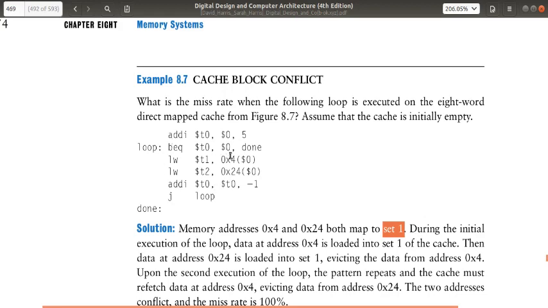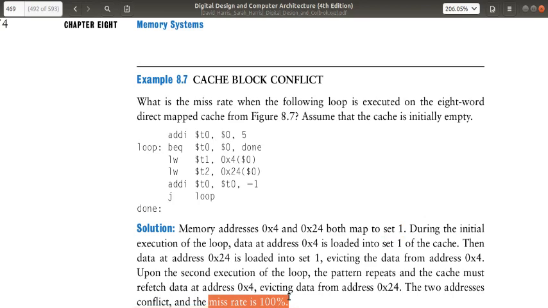In the next loop, the processor looks for 4, but 4 is not there, 24 is there in set 1. So again this is a miss. So 24 is evicted and 4 is put there. Again the same thing happens here: 24 is not there, so 4 is evicted and 24 is put there. This keeps on going for all 5 loops. So it is a miss in every case. Therefore the miss rate is 100%.